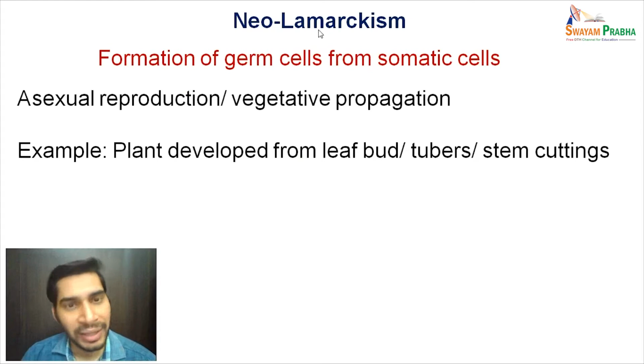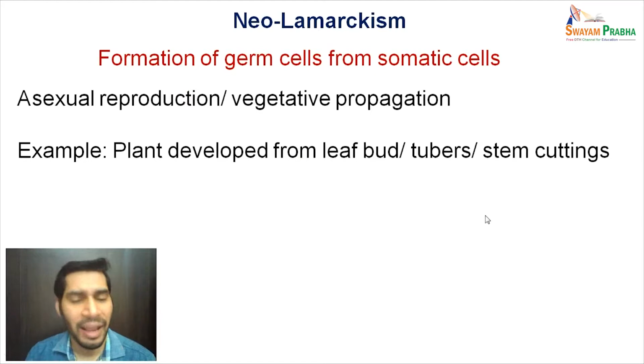Neo-Lamarckists also argued that the formation of germ cells also takes place from the somatic cells, as in the case of asexual reproduction or vegetative propagation. The example cited is the plants which develop from leaf buds, tubers or stem cuttings through asexual reproduction.